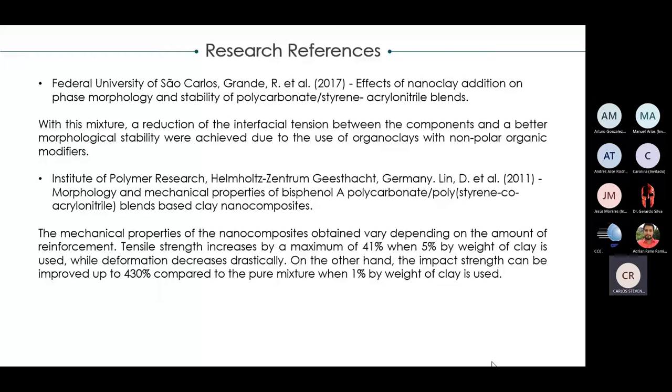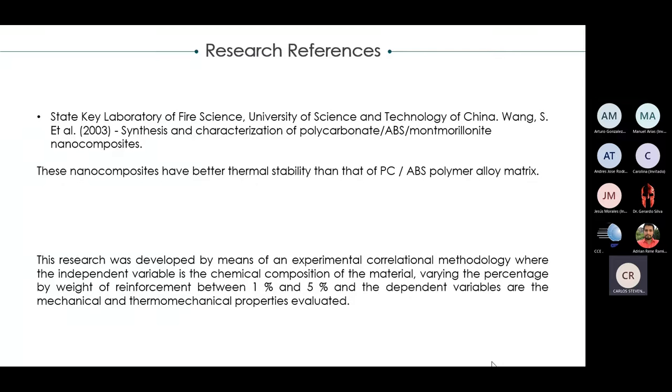Then, at the Institute of Polymer Research, Helmholtz-Geesthacht in Germany, Lin et al. in 2011 studied the morphology and the mechanical properties of bisphenol A polycarbonate, polystyrene-co-acrylonitrile blend based clay nanocomposites. They found that the mechanical properties of the nanocomposites vary depending on the amount of reinforcement. Tensile strength increased by a maximum of 41% when 5% by weight of clay is used, while deformation decreases drastically. On the other hand, the impact strength can be improved up to this value here, which is quite a bit bigger compared to the pure mixture, when 1% by weight of clay is used. It's an important fact here.